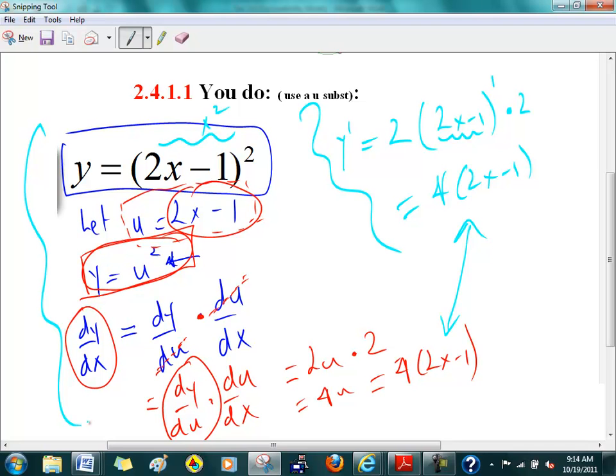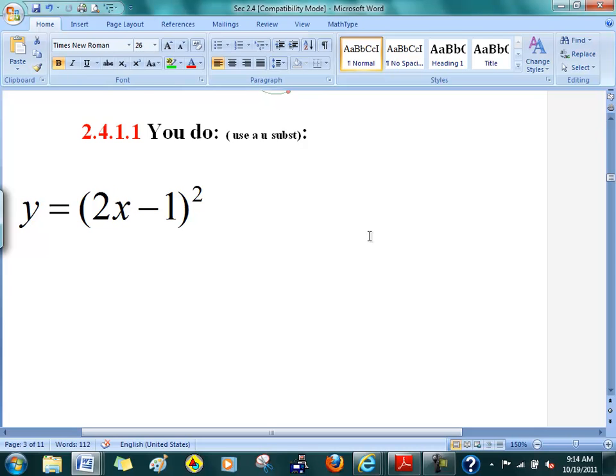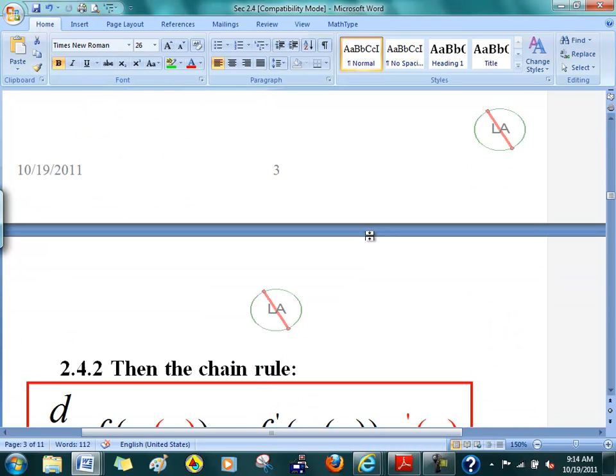Okay, everybody get the kind of informal way of doing this? We'll see some more examples and you'll see, okay? All right, here is the formal definition of this. Here's a formal chain rule definition.